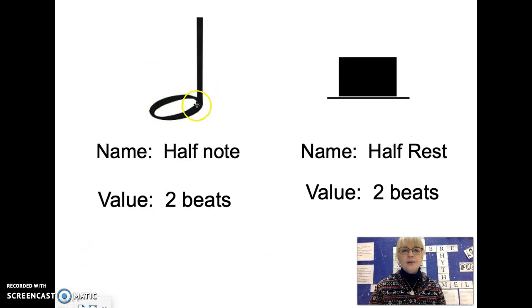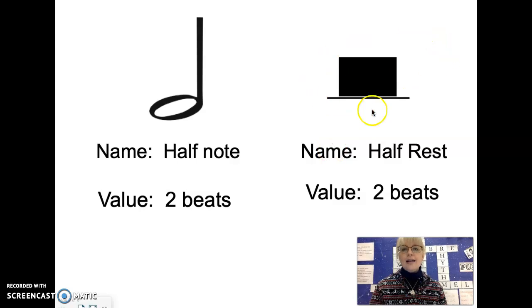The half note is not colored in, and it has a stem. The stem can go up or it can go down. Its value is 2 beats. So when we clap a half note, we will clap half note.